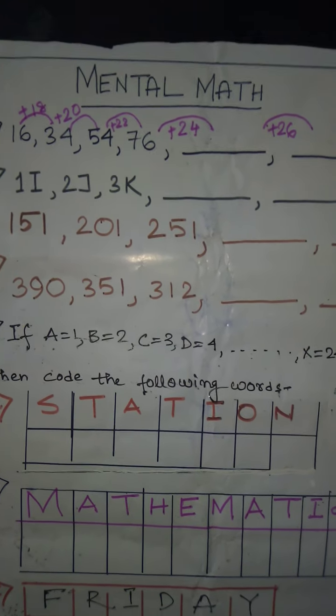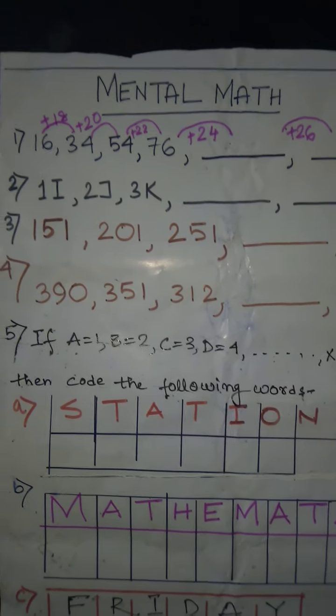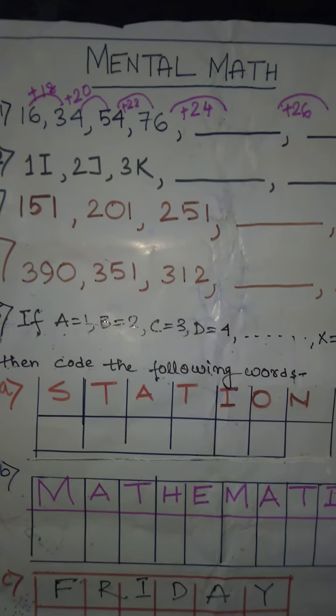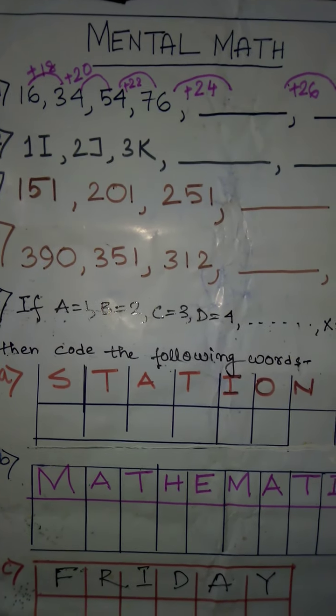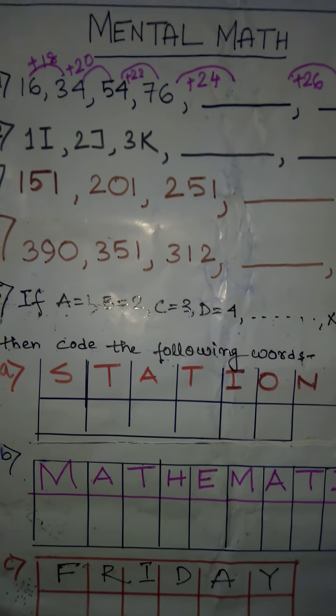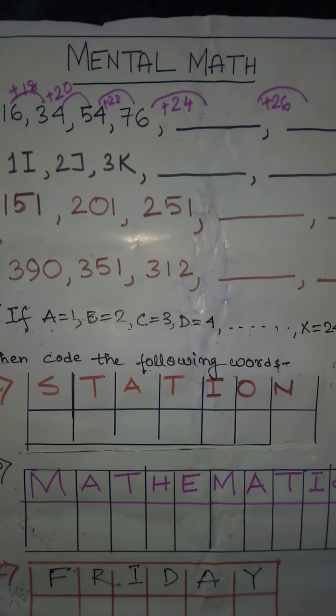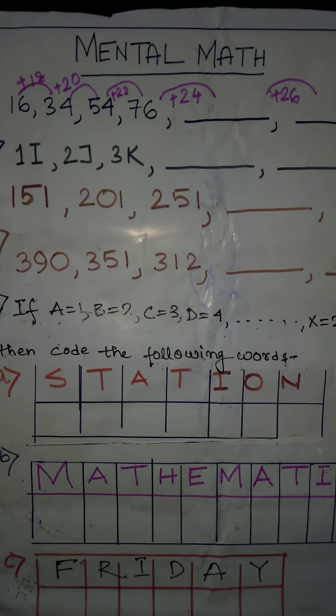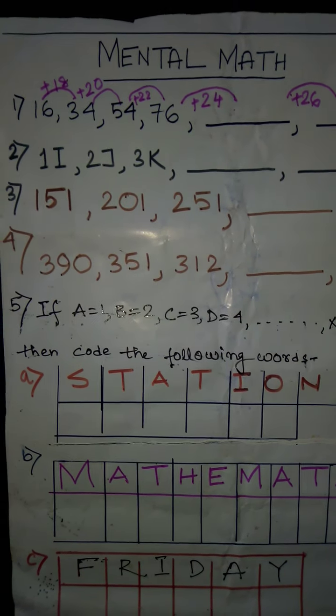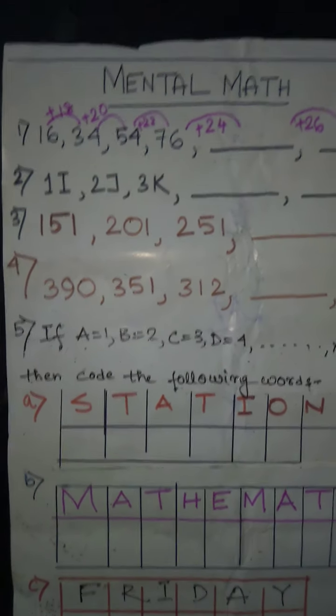Good afternoon, students. Today we are going to do mental math. Now, before starting our lesson or class, we remember that today is Rabindra Jayanti, the birth anniversary of the great poet Rabindranath Tagore. So, remembering him, we move into our lesson.